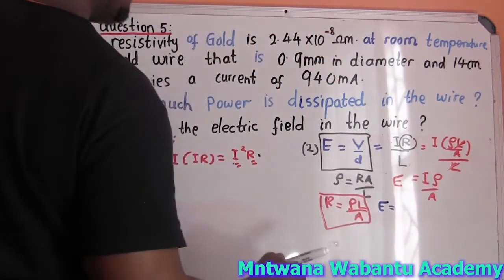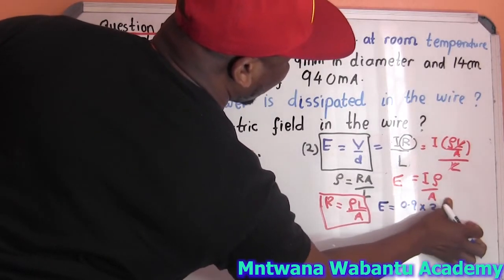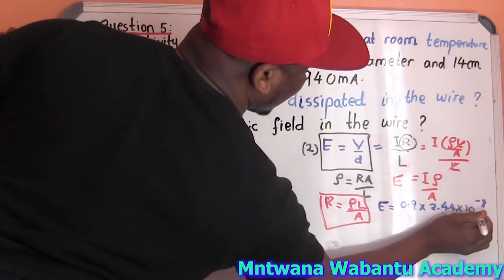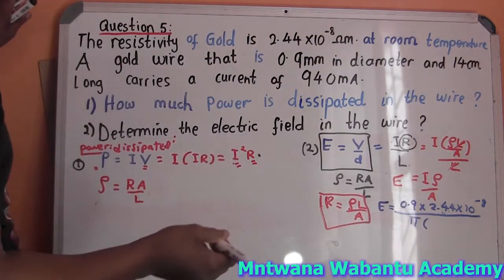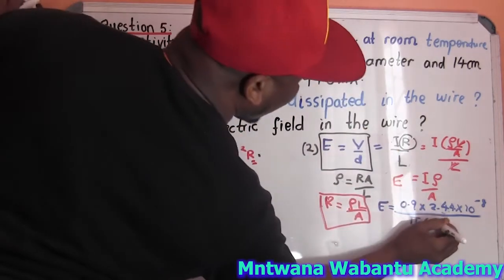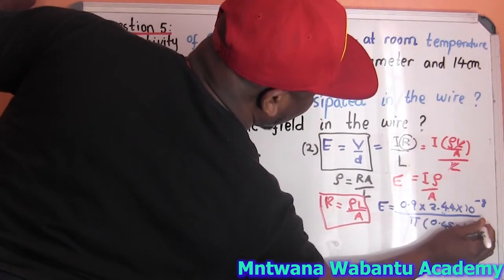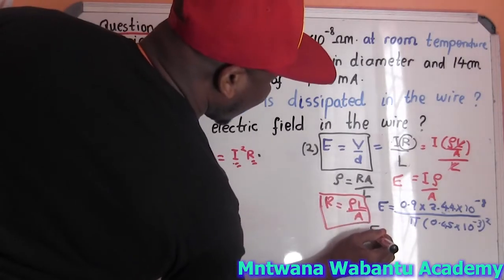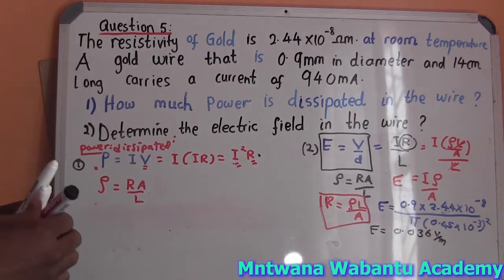So now my electric field equals the current, 0.94 amperes, times resistivity 2.44 times 10 to the negative 8, over the cross-section area. Cross-section area means pi r squared. What is the r? If this was the diameter, we have to divide it by 2, which is going to be 0.45. But we have to change this to meters, so it means 10 to the power negative 3, and then squared, because that's pi r squared. If you plug it in the calculator, it's going to give us an electric field equal to 0.036 volts per meter.